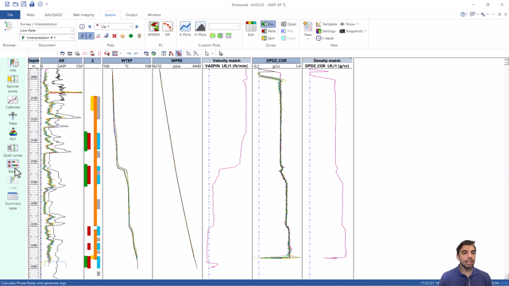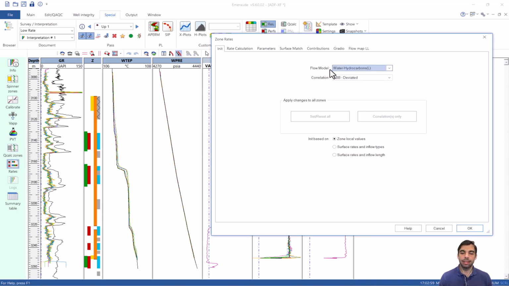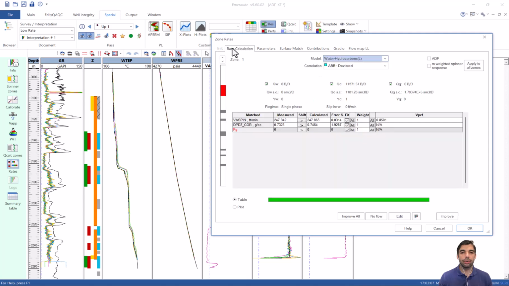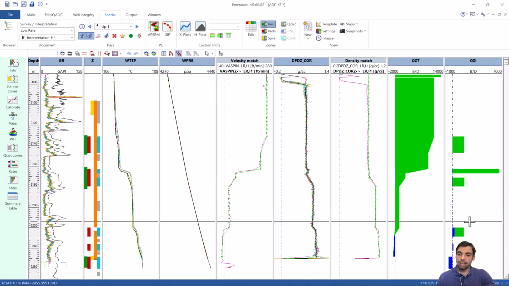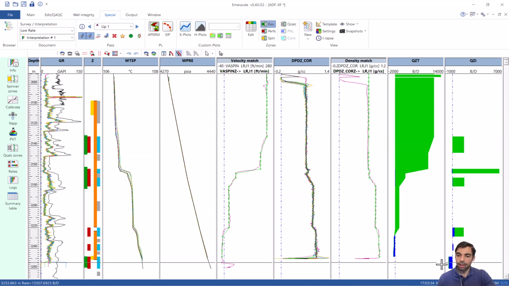I'm going to click on rates, and now Emeraude suggests a water hydrocarbon model with a multi-phase correlation. We go to the rates, rate calculation tab, and for example, if we look at the rate calculation zones down here, across the negative velocities, we see the negative rate. So let's accept this scenario first, click OK. And we compute this QZT and QZI. Again, we have a thief zone.